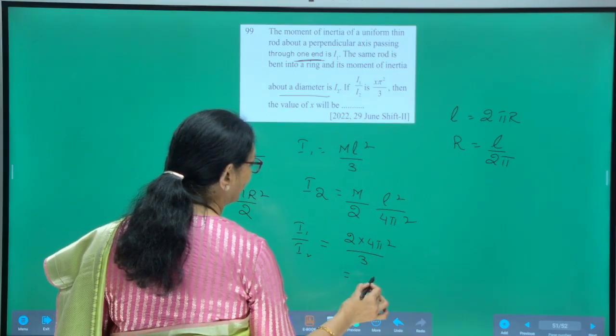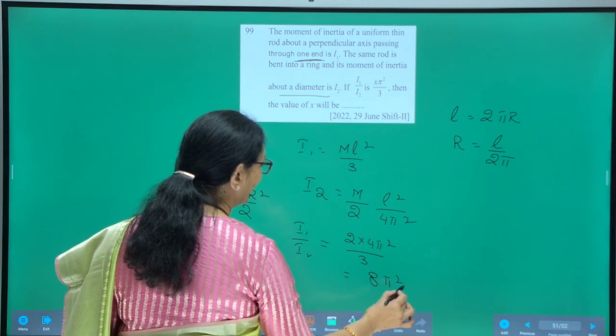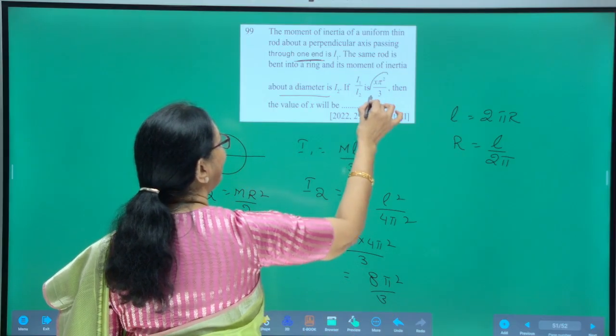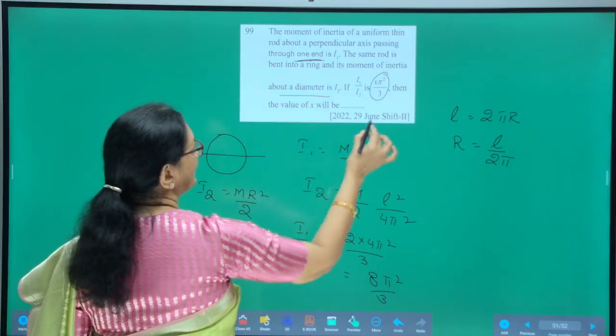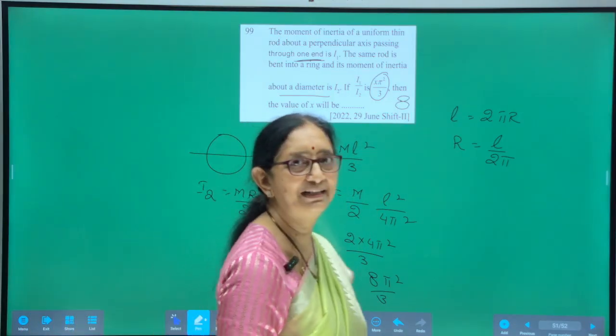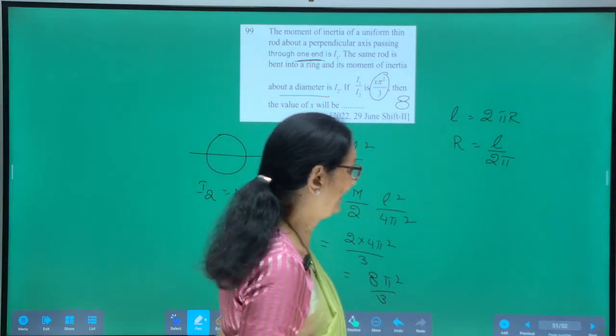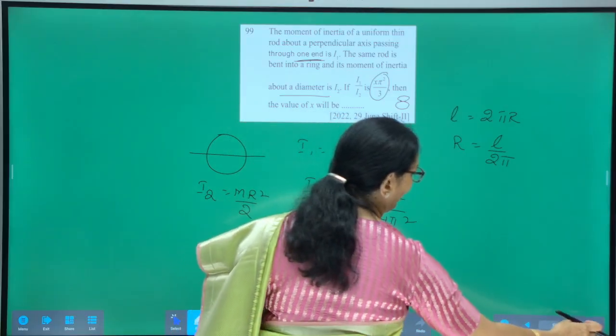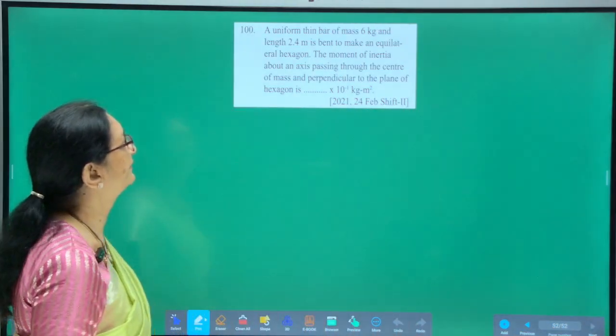This is equal to 8 pi square by 3, but he mentioned it as x pi square by 3. In place of x we have 8, so the answer is 8. Okay, x is equal to 8. And the last problem for today's class.